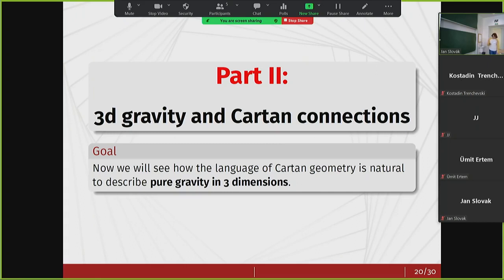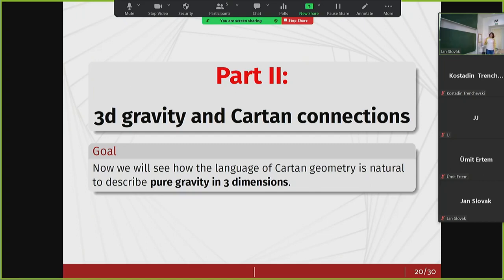Okay. So as I said, the idea was mainly to talk about how we can use the Cartan connections to get solutions of the vortex equations. But now I'm going to mention something about three-dimensional gravity, which is what we are now working on with my supervisor.